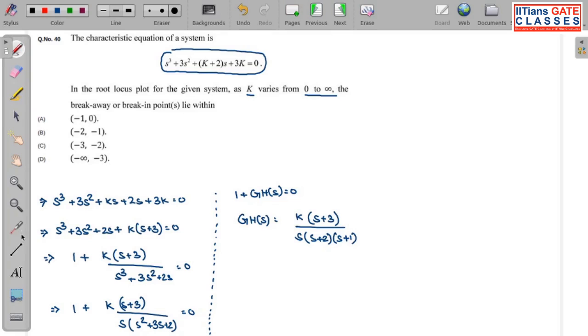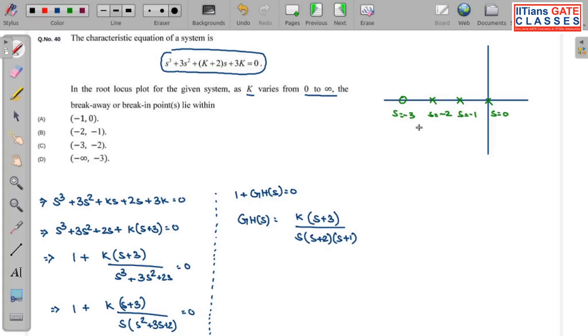So let me plot the pole-zero map for this open loop transfer function. If I do that, you can see I have a pole at the origin, at s equal to minus 1, at s equal to minus 2, and a zero at s equal to minus 3. So I have poles at s equal to 0, s equal to minus 1 and s equal to minus 2, and a zero at s equal to minus 3.